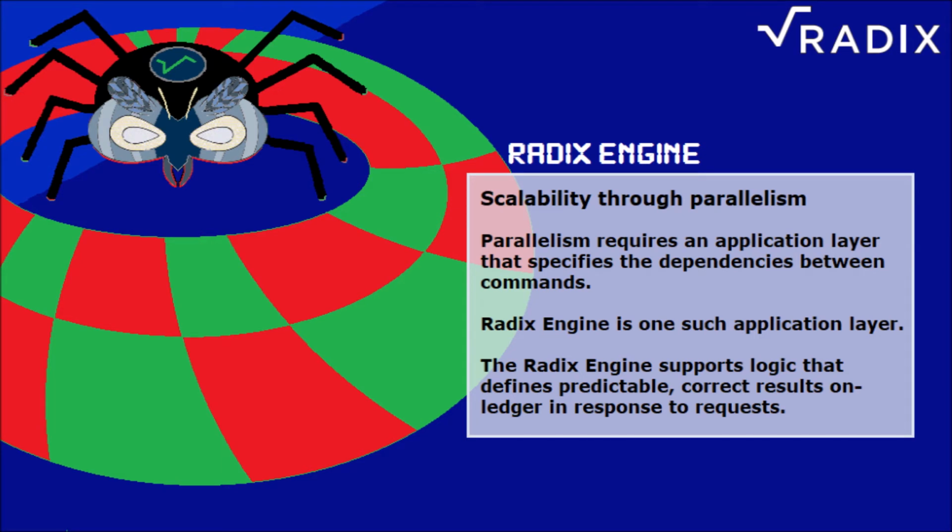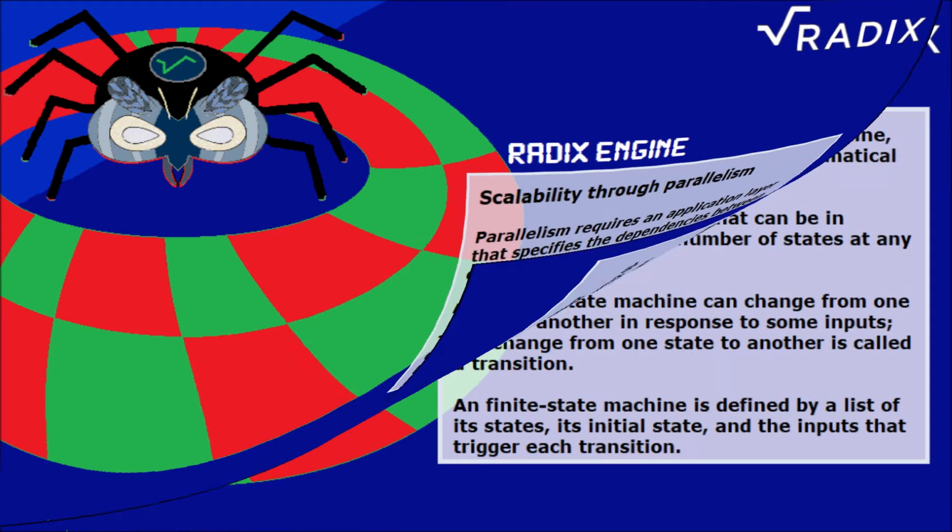Scalability through parallelism. Parallelism requires an application layer that specifies the dependencies between commands. Radix Engine is one such application layer. The Radix Engine supports logic that defines predictable, correct results on ledger in response to requests.